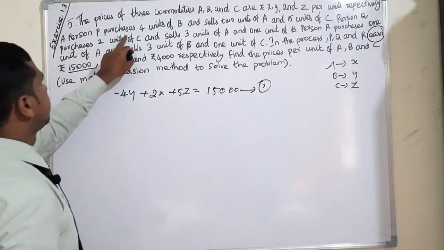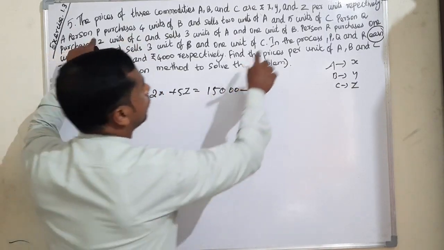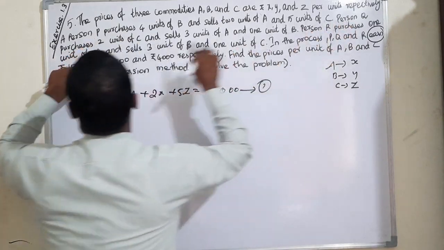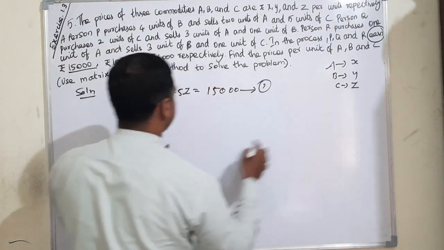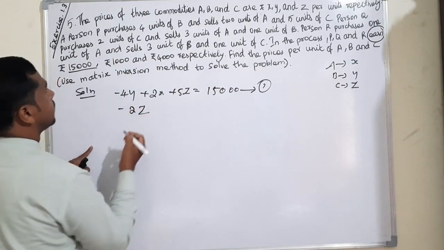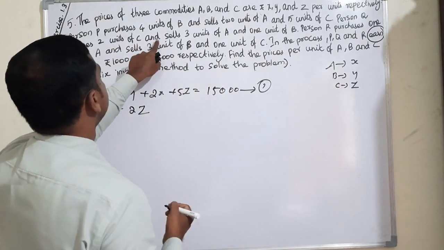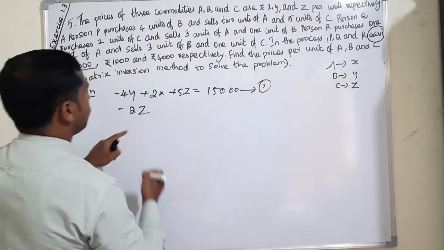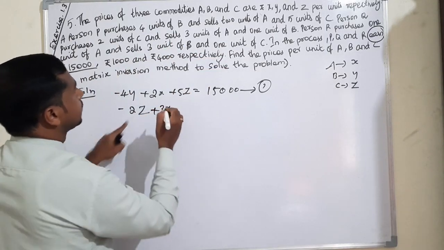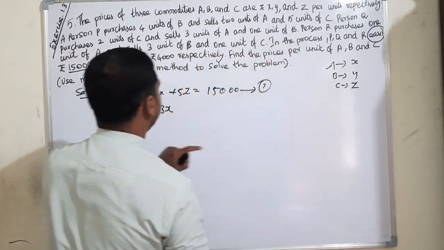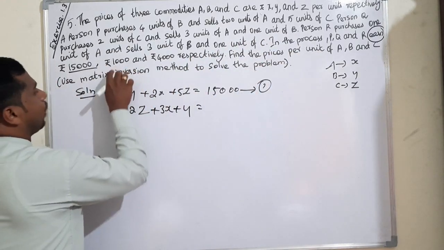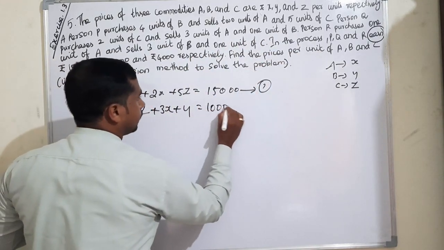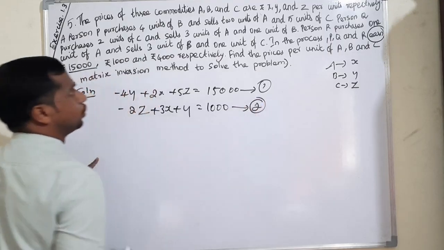Moving to the next condition, person P is over, moving to person Q. Person Q purchases 2 units of C. C means Z, so minus 2z. Then sells 3 units of A, that means 3x. Then 1 unit of B means y is equal to the earning, 1000. This is called equation number 2.